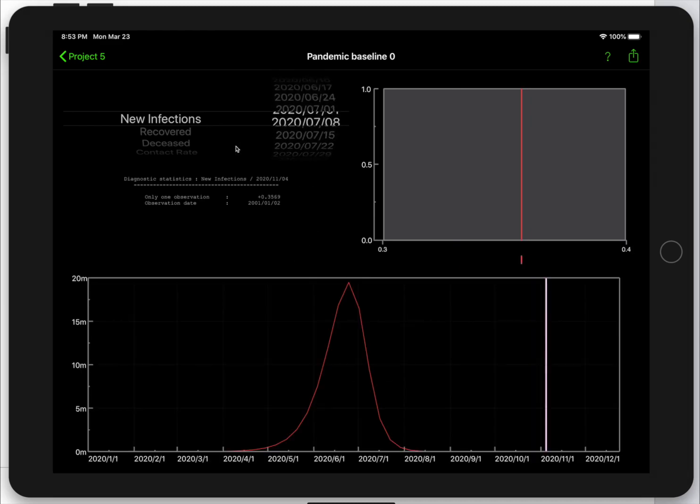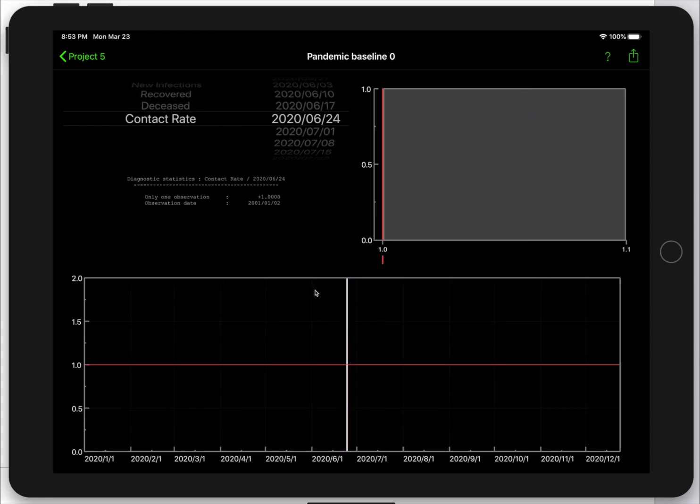Okay, so this is the baseline scenario, and in the baseline scenario, the contact rate is 1. The disease is transmitted to 1 other individual per week by those who are infected, and that remains constant. And this is what I want to vary in the alternatives. So we're going to look at some of the alternatives now.